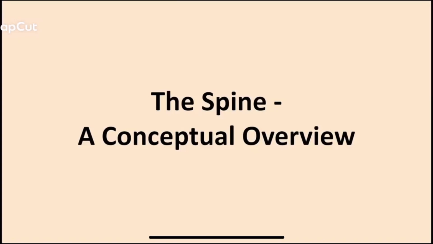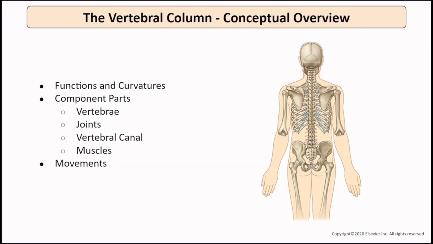And welcome to this lecture which provides a broad conceptual overview of the spine. More specifically, this lecture will describe the general curvatures of the vertebral column, then provide a broad overview of its component parts including the vertebrae, the joints of the vertebral column, the vertebral canal, and the intrinsic muscles of the spine. But keep in mind the intent of this lecture is to provide a broad introduction to the spine, and each of these component parts will be described in more detail in subsequent lectures.